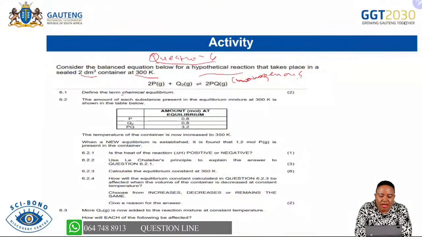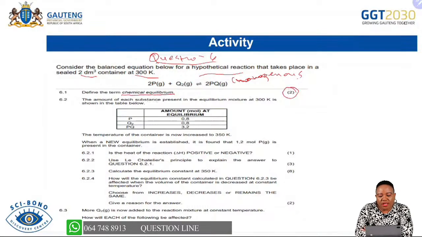And then the first thing that the examiner wants you to do is to define chemical equilibrium, which is when the rate of the forward reaction is equal to the rate of the reverse reaction. And all of us definitely must get these 2 marks, because it is very easy to define chemical equilibrium.